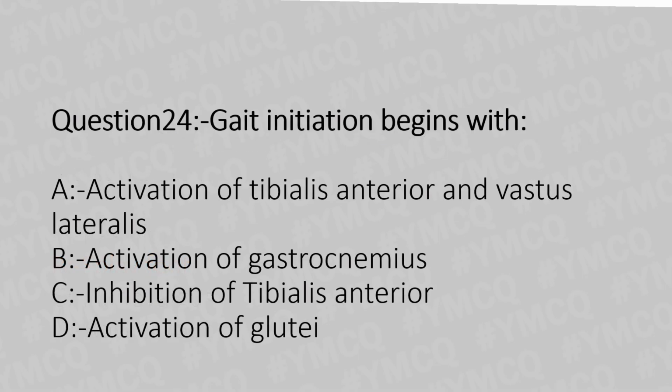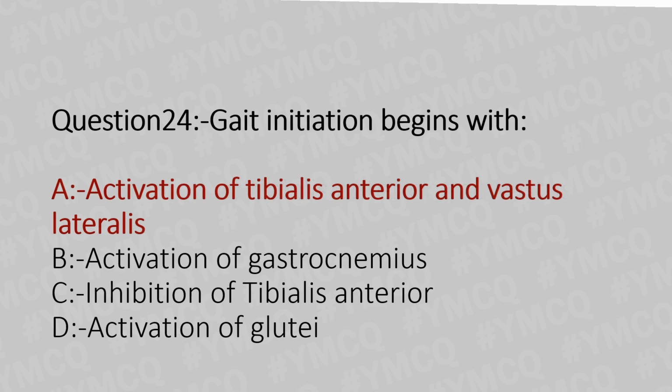Now let's move to question number 24. Gait initiation begins with: option A, activation of the tibialis anterior and vastus lateralis; option B, activation of gastrocnemius; option C, inhibition of tibialis anterior; option D, activation of gluteus. And the answer is option A, activation of tibialis anterior and vastus lateralis.